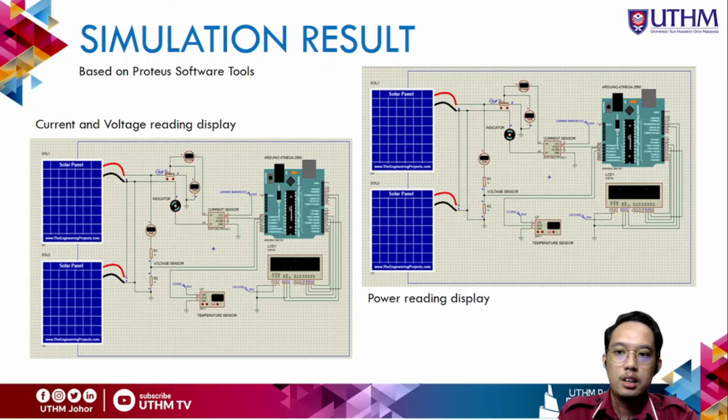That means each solar panel has 12 volts and they are connected in series, so the voltage will increase while the current will be maintained. The right diagram shows the power reading displayed, 91 watts. This reading has been written in the source code using the Arduino IDE to calculate the current, voltage and power reading using Ohm's law.